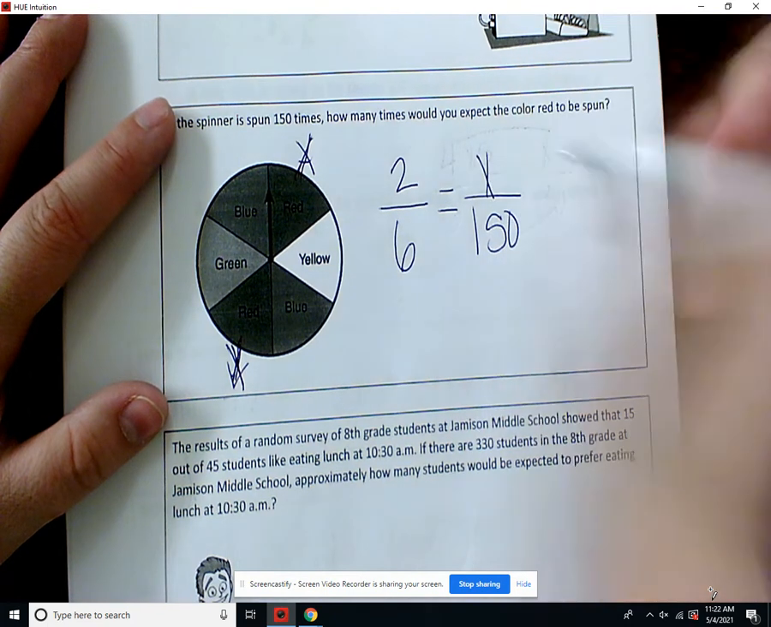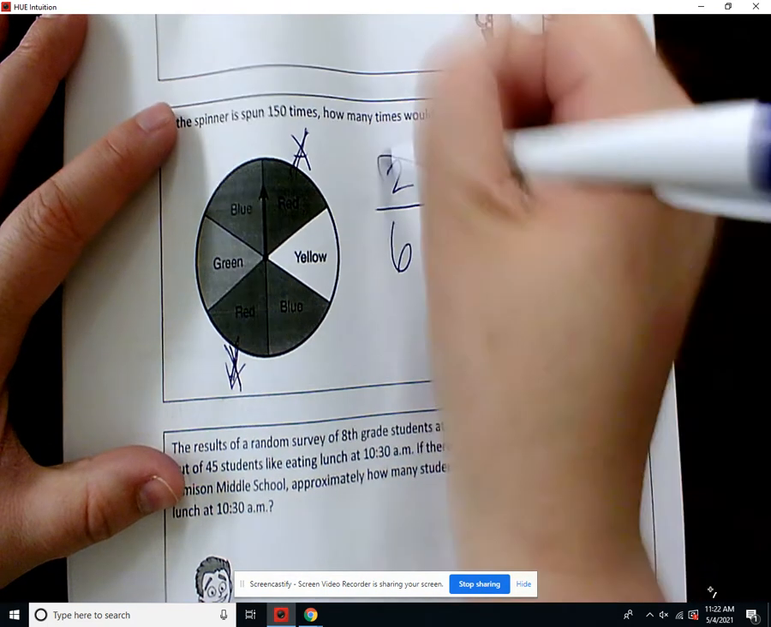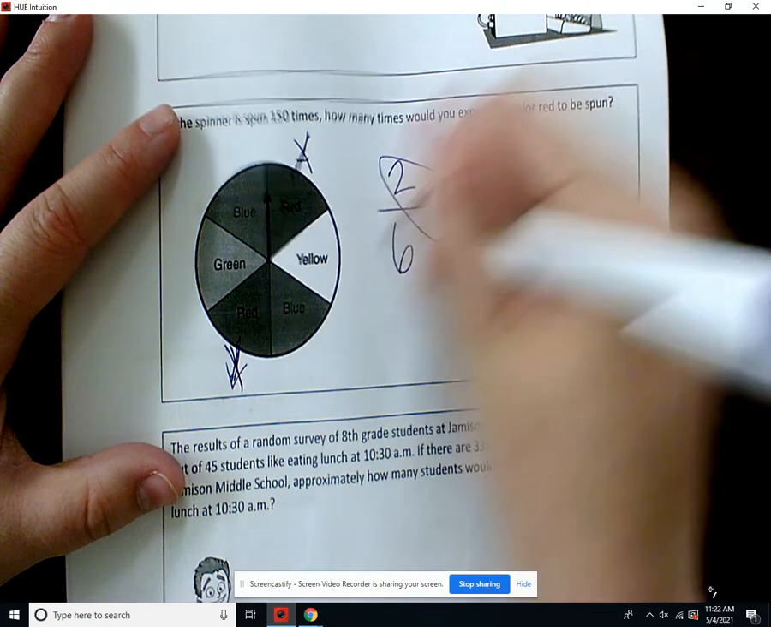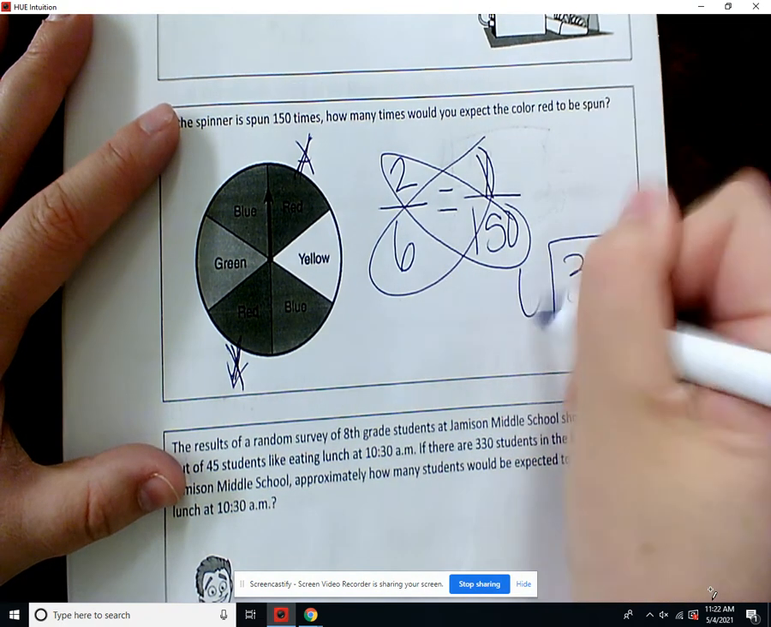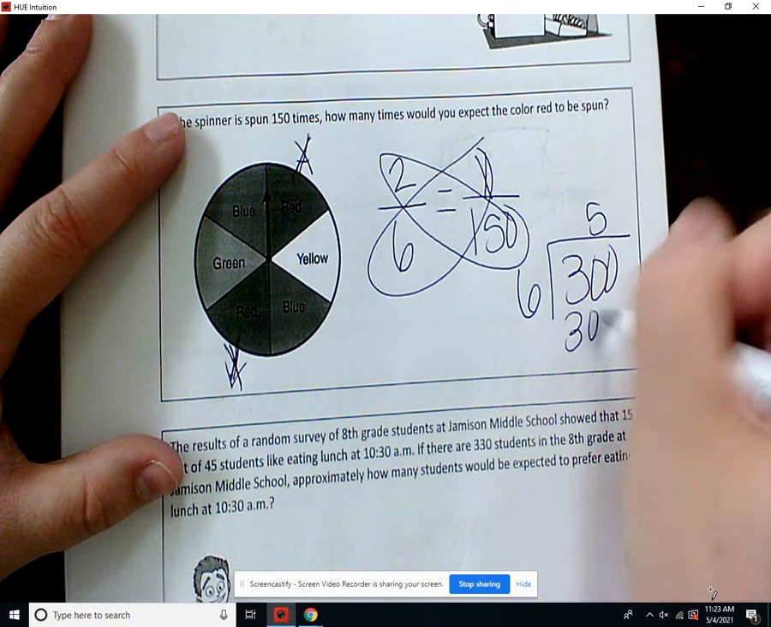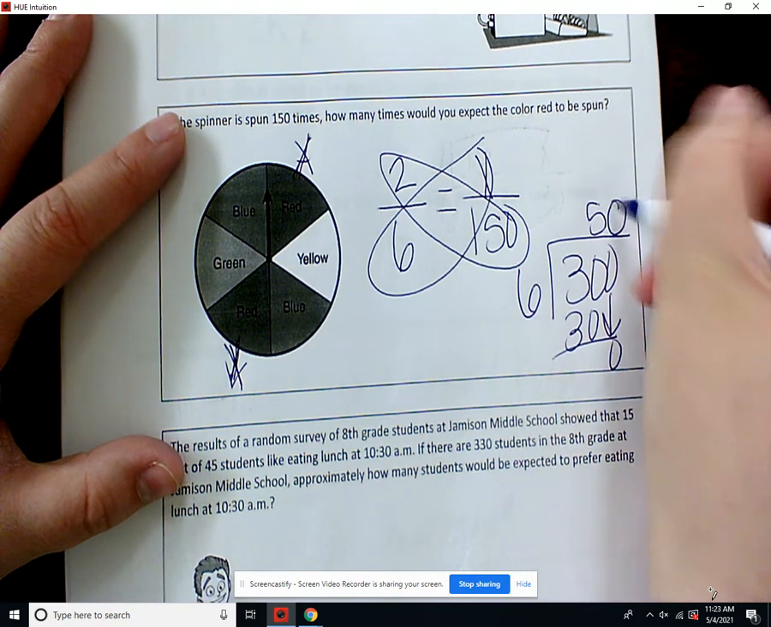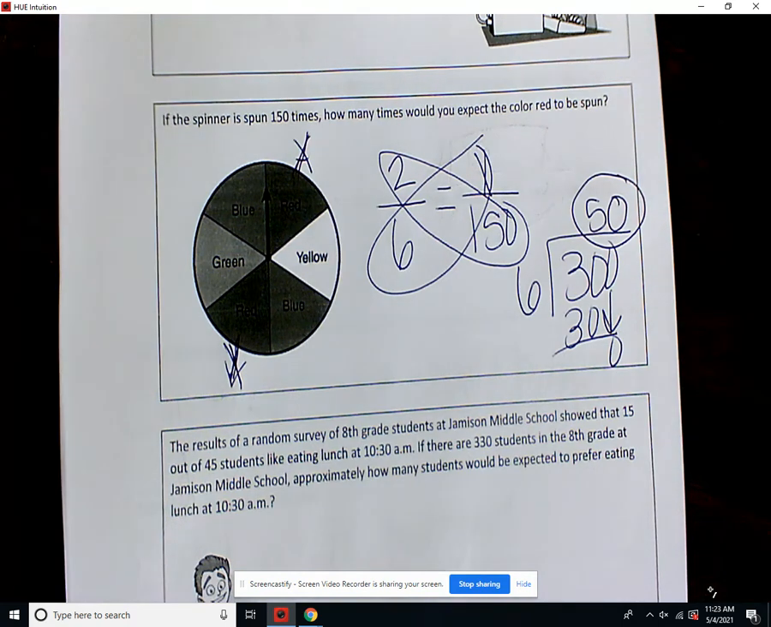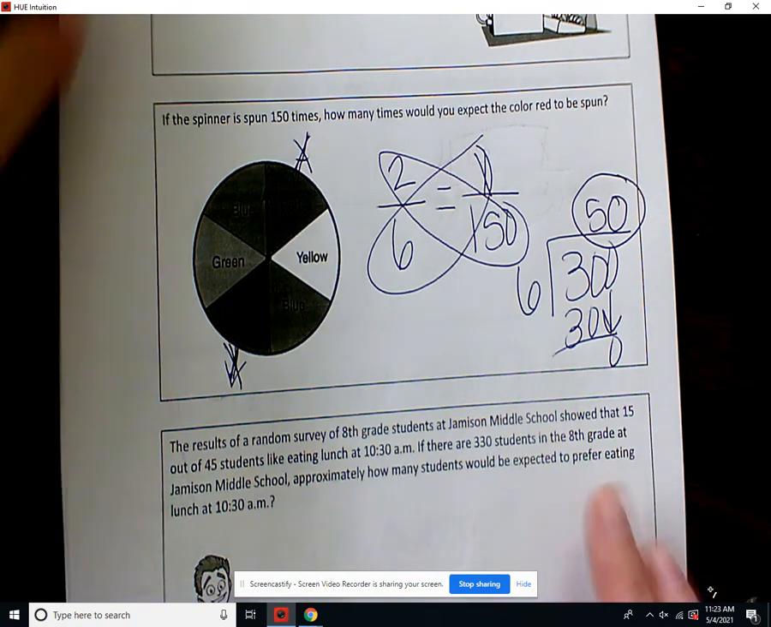We have 150 on the bottom, x on top. I'm going to cross multiply. 2 times 150 is 300. I'm going to divide it by the number with x, which is 6. 6 will go into 30 5 times. 6 can't go into 0, so it will be 50. So we expect to get the color red 50 out of 150 times.